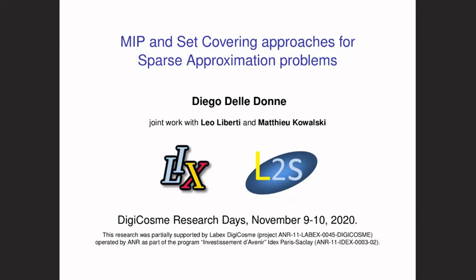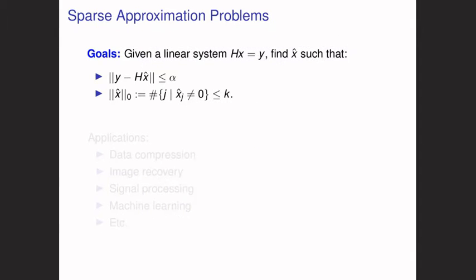So I will tell you about this joint work with Leo Liberti and Matthew Kowalski. We work in the field of optimization problems, in particular in the combinatorial optimization field, and in this kind of problems, which are called sparse approximation problems. So let me just introduce what these sparse approximation problems are.